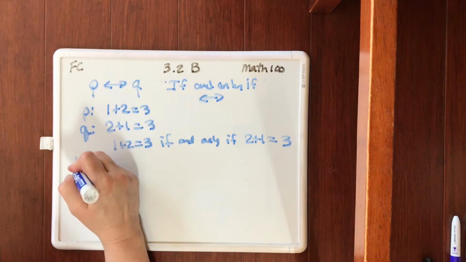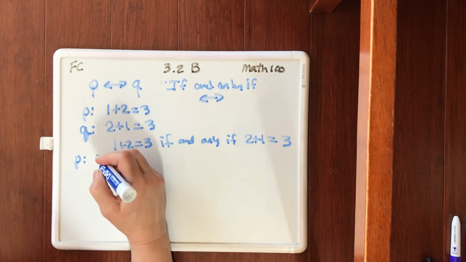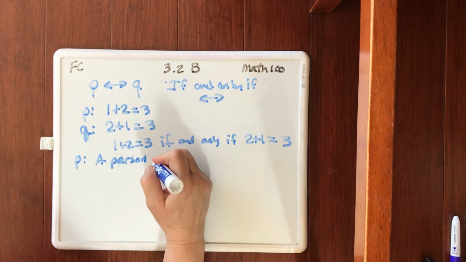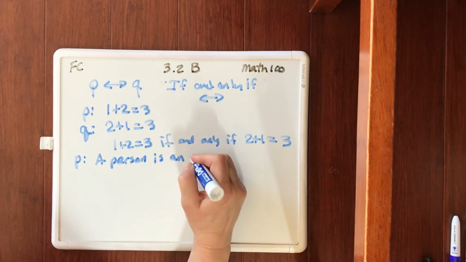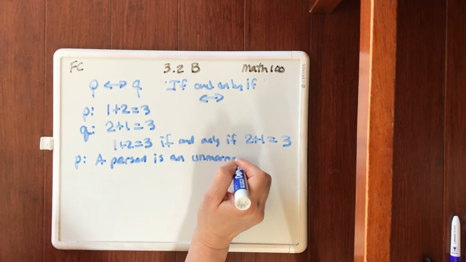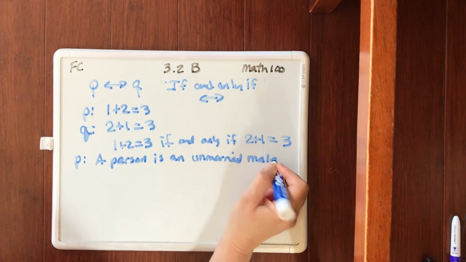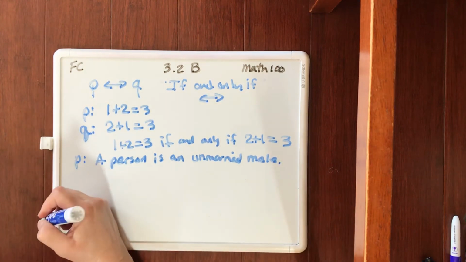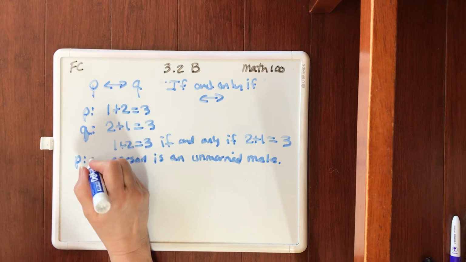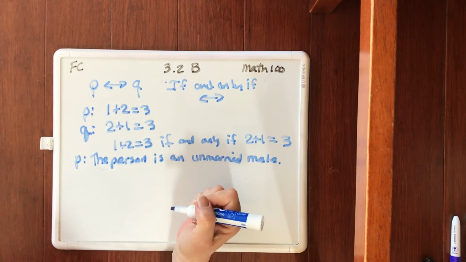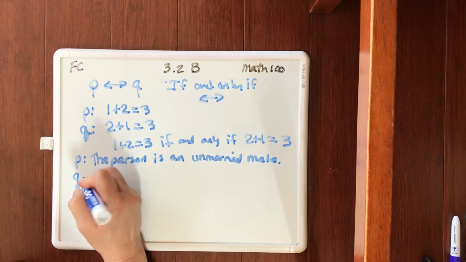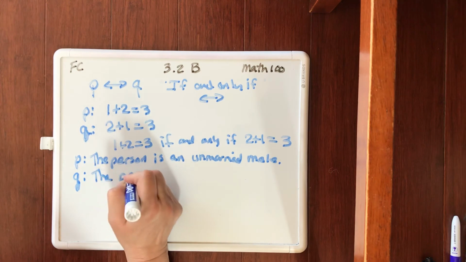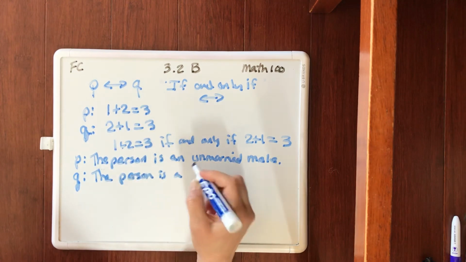Let's do another one. Let P equal a person is an unmarried male. A person is an unmarried male. If we say a person, I'm going to say the person. The person is an unmarried male. That's better. Q. All right. The person is a bachelor.